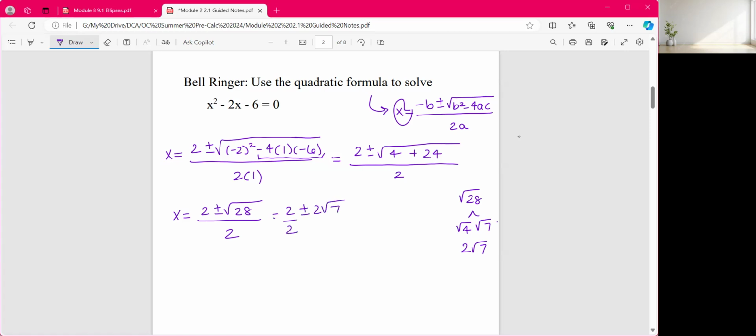This gets over 2, and this gets over 2. And so I can rewrite that as 2 divided by 2 is 1, plus or minus square root 7, because the 2 over 2's cancel. Okay, so just a review of the quadratic formula that should be very familiar to us.